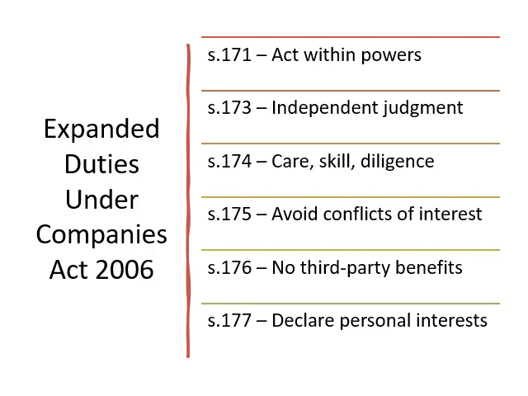Section 174 sets the standard for care, skill, and diligence, combining both objective and subjective elements. This was illustrated in Re D'Jan of London, where the director was held liable for failing to read an insurance form, demonstrating the expectation that directors meet both professional and personal standards of competence. Section 175 obliges directors to avoid situations in which their personal interests could conflict with those of the company.